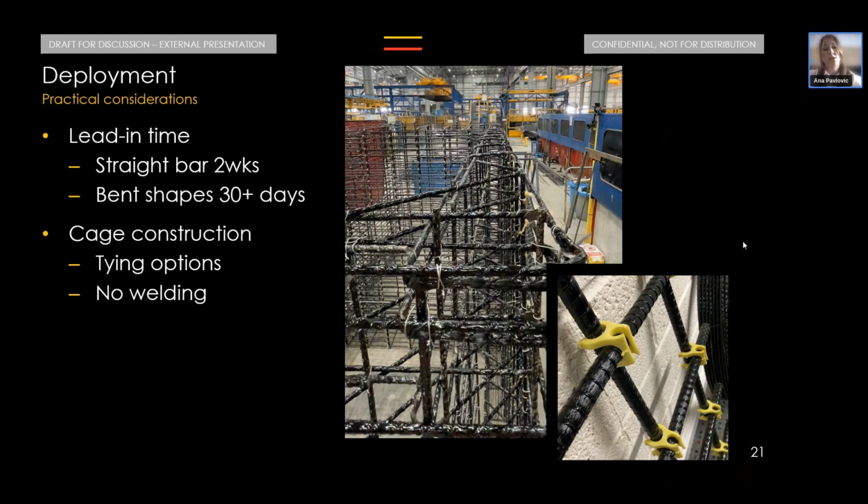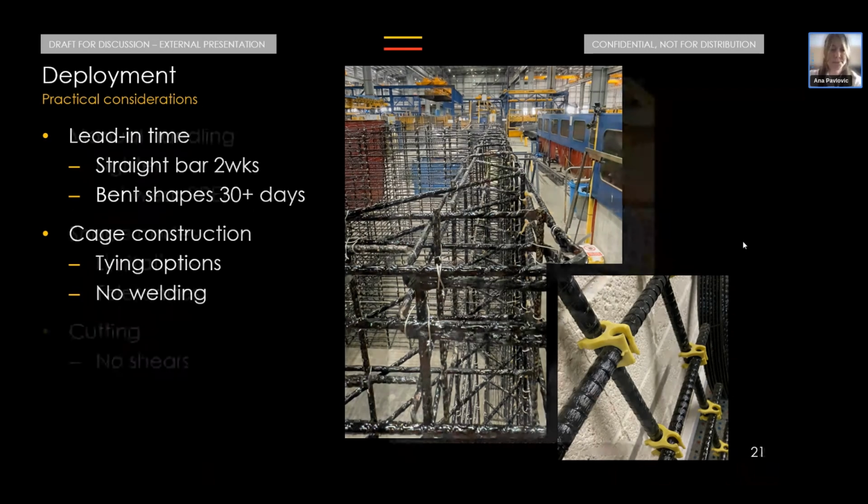In terms of the cage construction, the tying options are almost the same as for steel. So bars can be tied with a standard steel wire, and they can be combined with steel reinforcement as well without issues. We can also use plastic clips like the ones that are shown on the bottom right-hand corner. And of course, we cannot weld the bars, unlike steel. That's the only real difference.